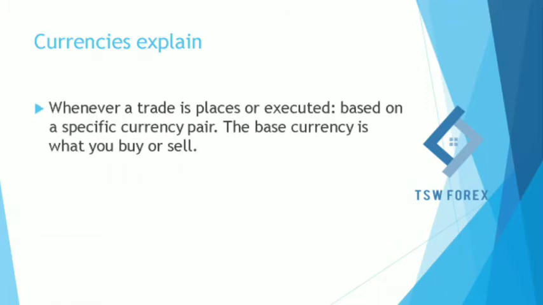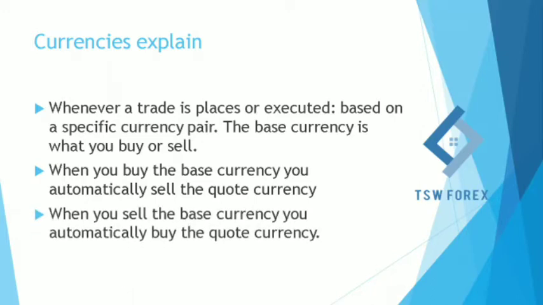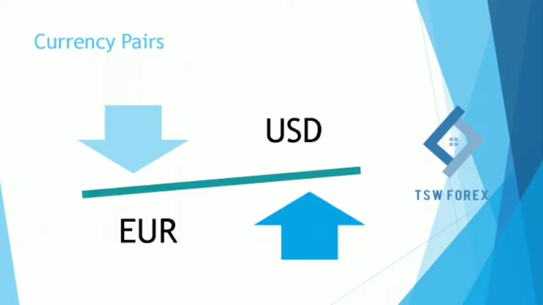Whenever a trade is placed or executed based on a specific currency pair, the base currency is what you buy or sell. When you buy the base currency, you are automatically selling the quote currency. When you sell the base currency, you are automatically buying the quote currency. So this is an example to show what is happening.